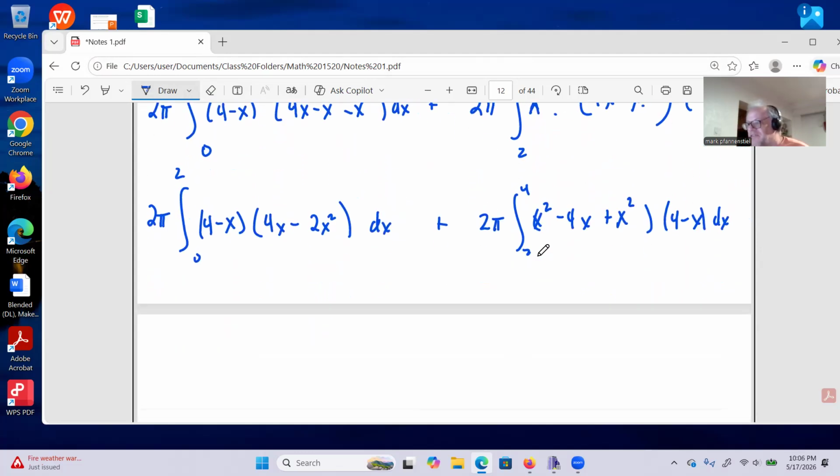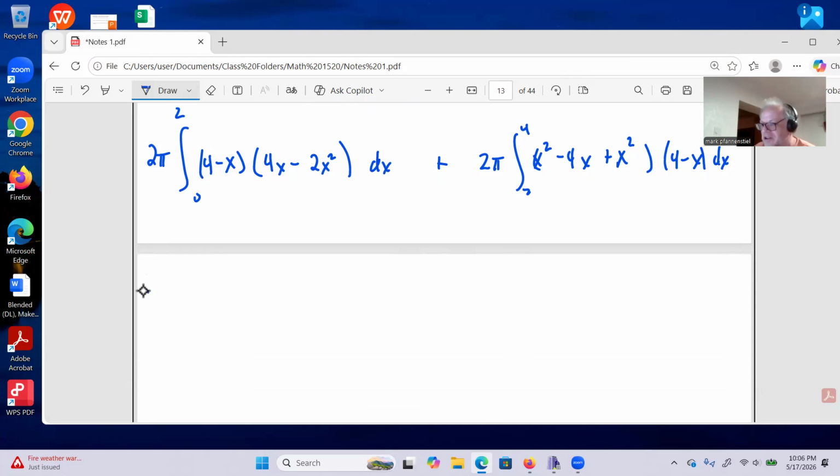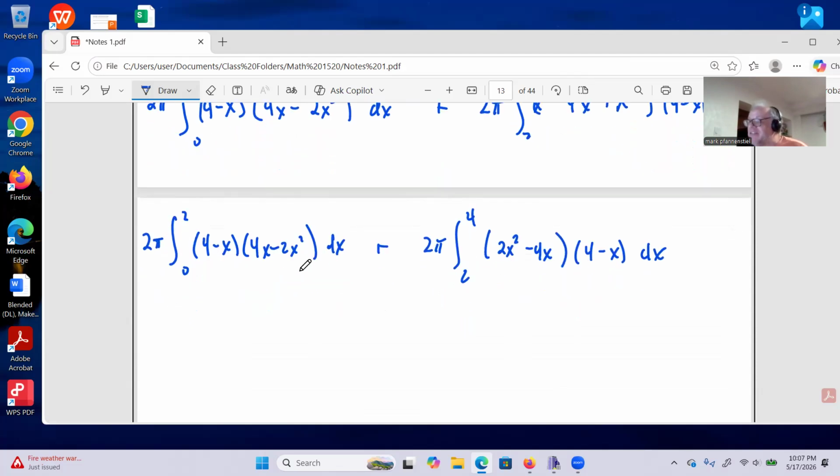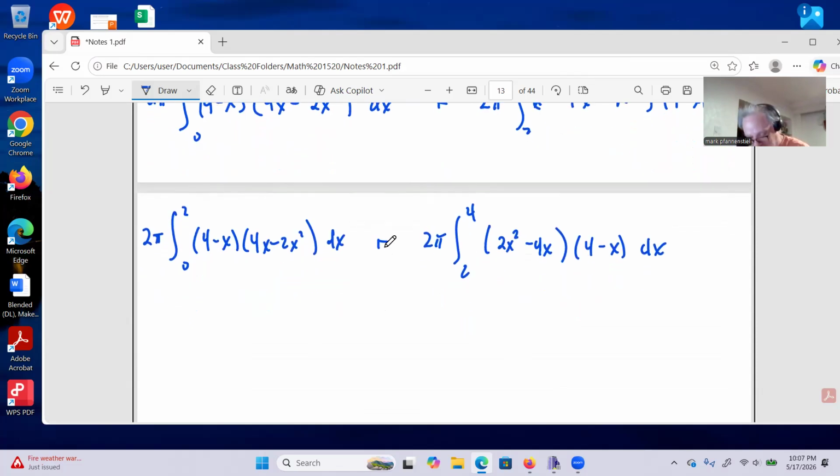Okay, at least some of this simplifies down a little bit. So we could say this is going to be 2 pi, 0 to 2, 4 minus x times 4x minus 2x squared, dx, plus 2 pi, going from 2 to 4, and here we're going to have x squared plus x squared. So we have a 2x squared minus 4x all times 4 minus x dx. Okay, so that's a whole piece sitting here. Now we've got some foiling to do, some multiplying things out to deal with here.